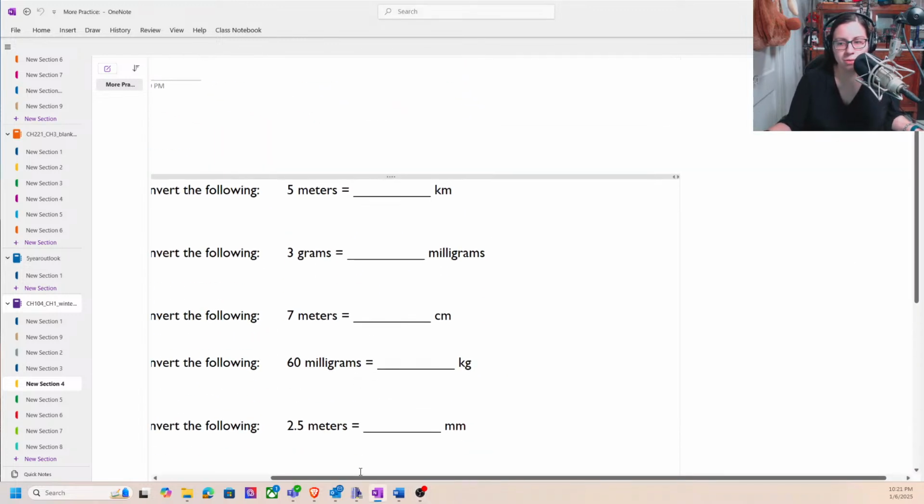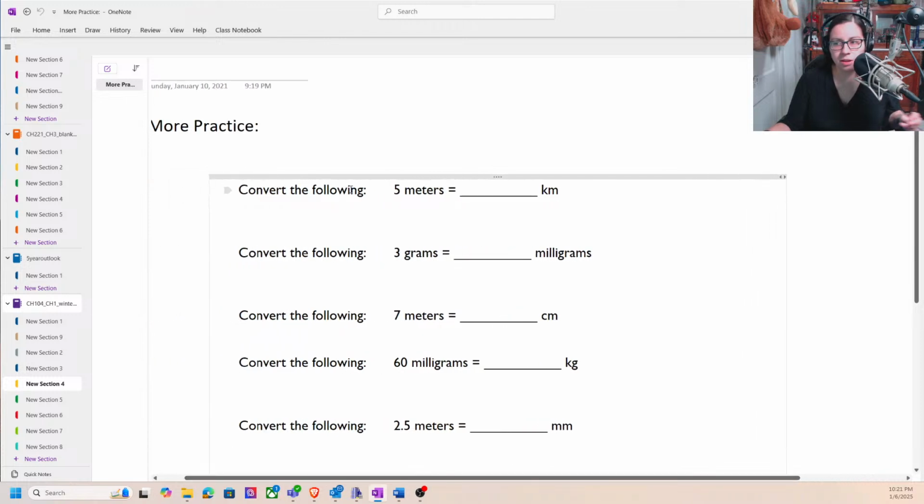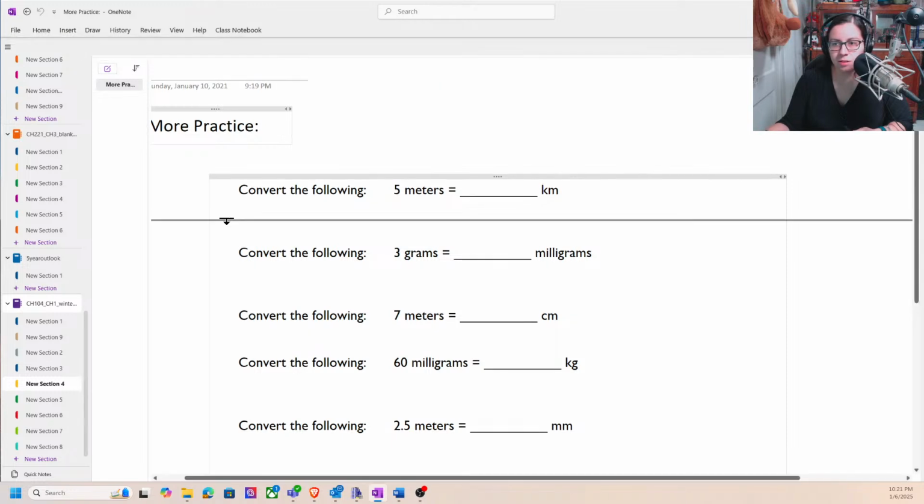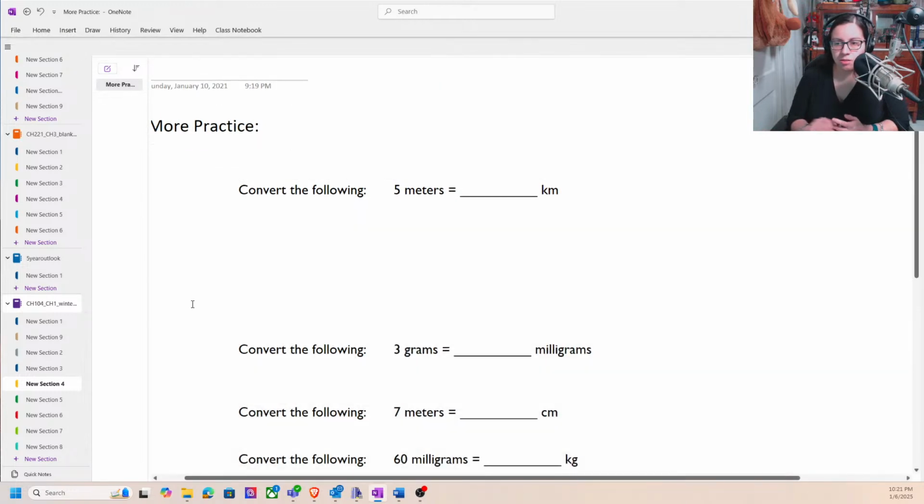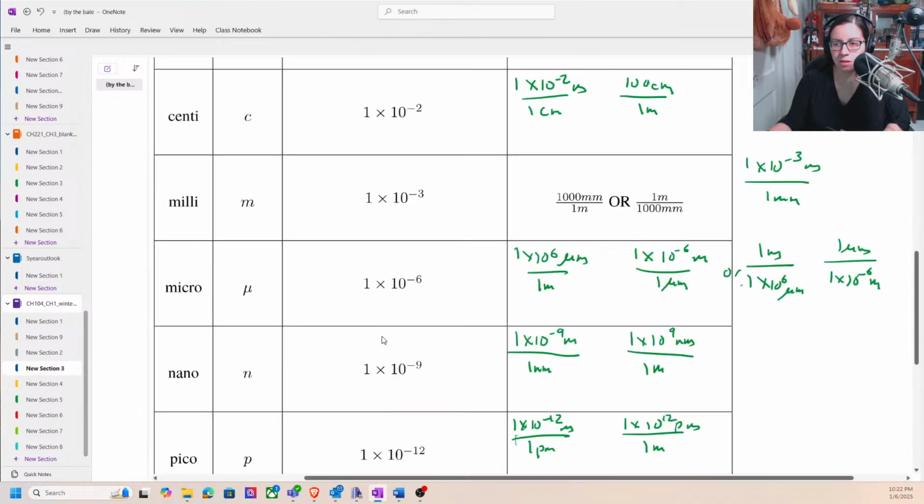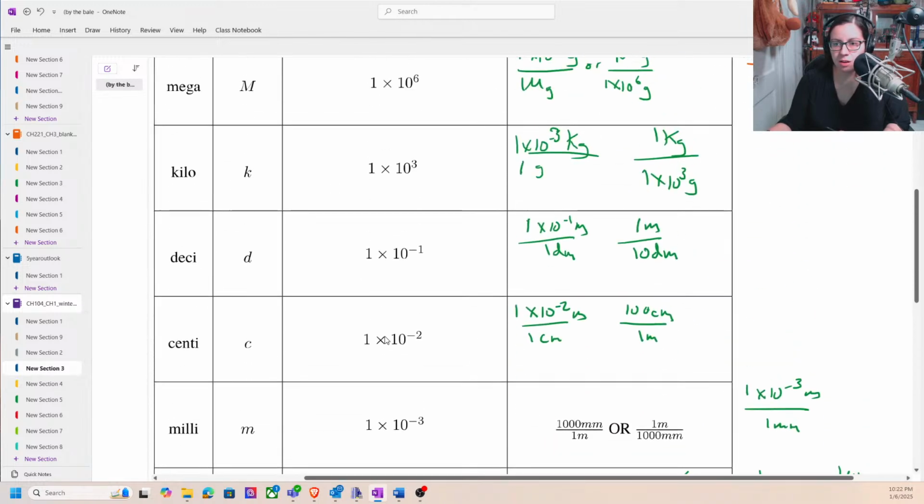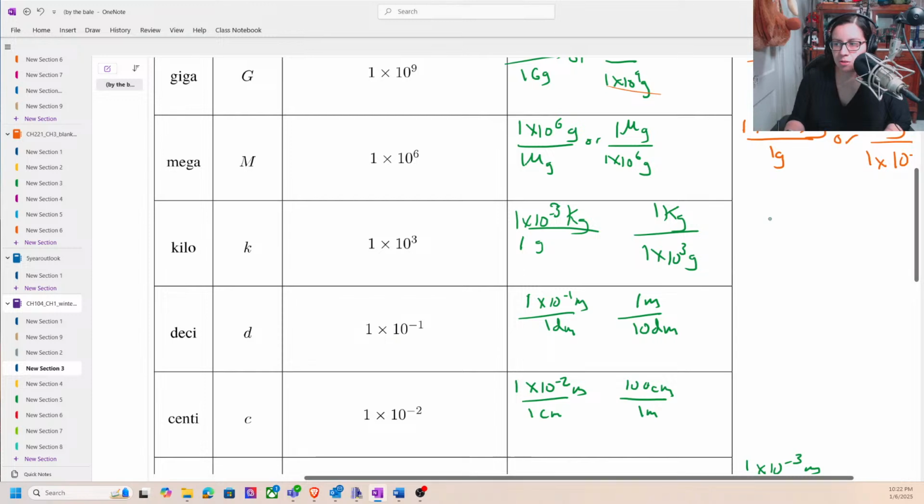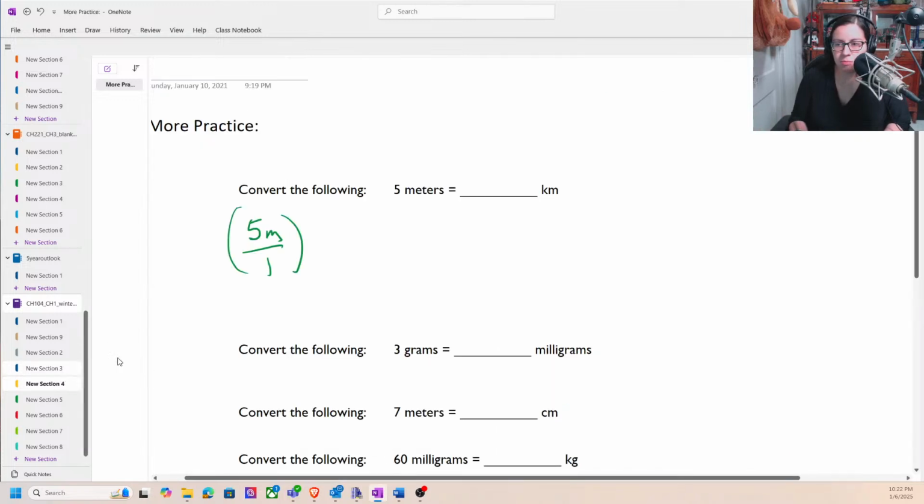Let's start with our first one. So converting 5 meters to kilometers. And so I'm going to set up what we know. So we have 5 meters. And then we can always go back to our reference chart here. So kilometers, right? We said it was 1 times 10 to the third by the base unit.